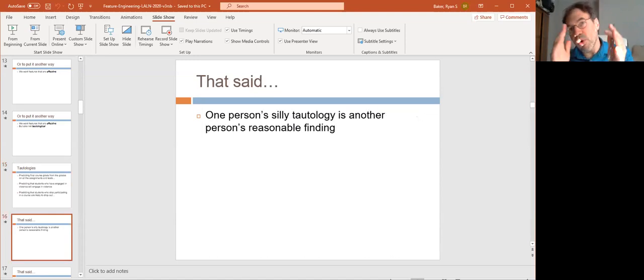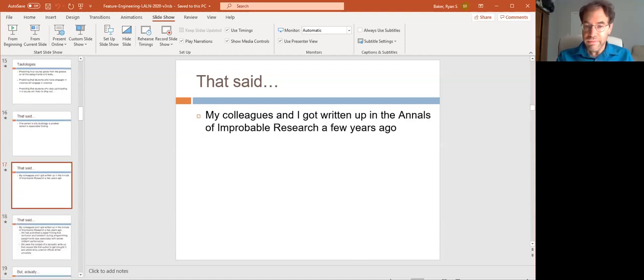That said, one person's silly tautology is another person's reasonable finding. We don't always all look at things the same way. My colleagues and I got written up in the Annals of Improbable Research a few years ago. If you don't know what that is, it's a journal devoted to making fun of scientific research, both by publishing parody papers, which I have done a couple of, and making fun of people's research that they think is bad, which I have also been written up for. So I'm not sure, but I may be one of the few people to be in that journal for both reasons.